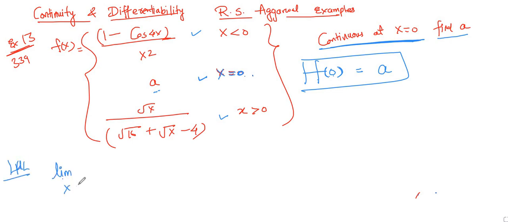Limit x tending to 0 minus, for LHL we take this, and this will be f(x). So what is f(x) here? For x less than 0 we take this: (1 minus cos 4x) by x square. Correct?